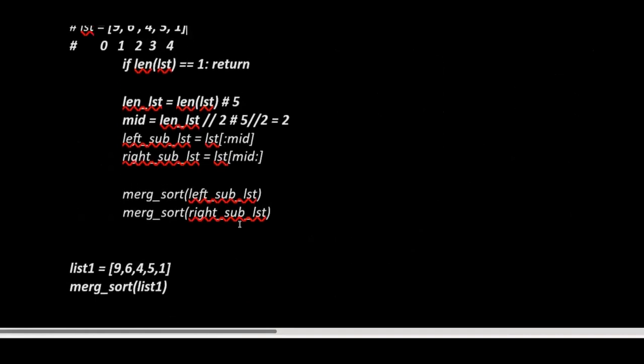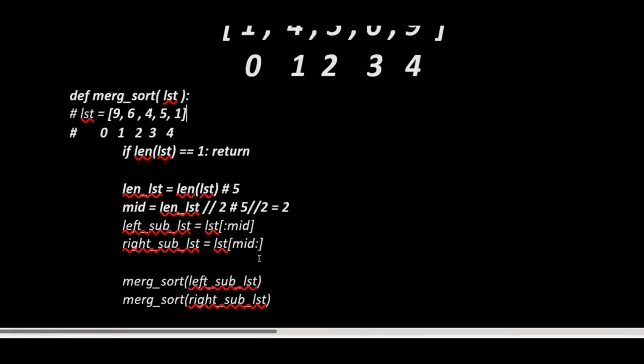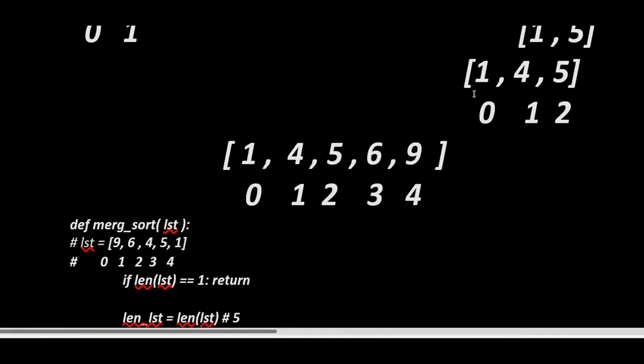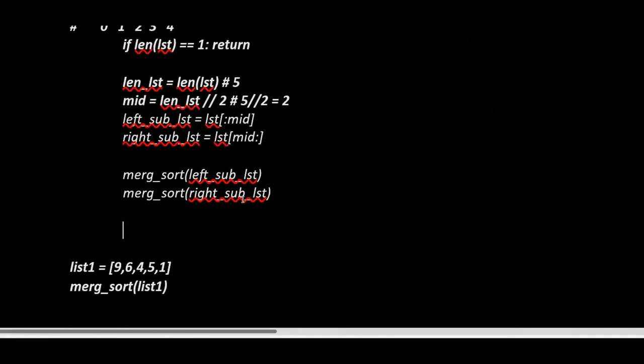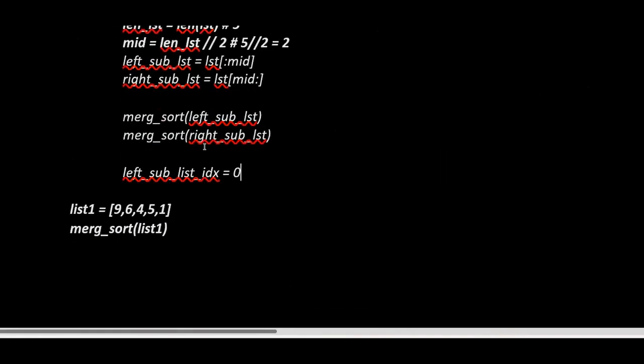Yes. For holding the left subarray index, the right subarray index, and my list index, I need to have pointers, or you can say some variables. Let me write those first. Left sublist index: from where am I starting? From the zeroth position, right? So I'll hold it as 0.